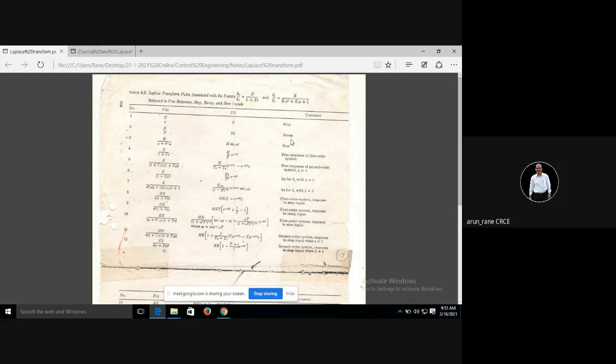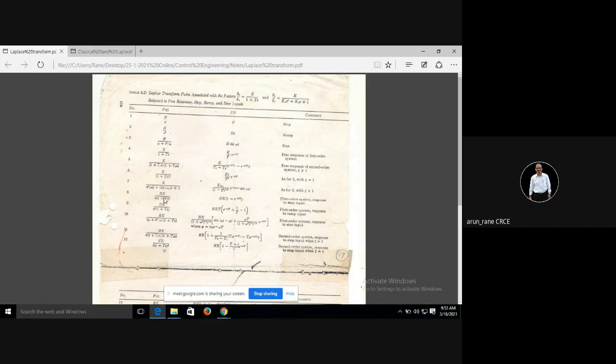That is your ramp. Similarly, you have h omega upon s square plus omega square. This is in Laplace, and in time domain it will be h sine of omega t. This is your sinusoidal input. Like that, you have different time domain functions, and correspondingly you have Laplace domain functions.